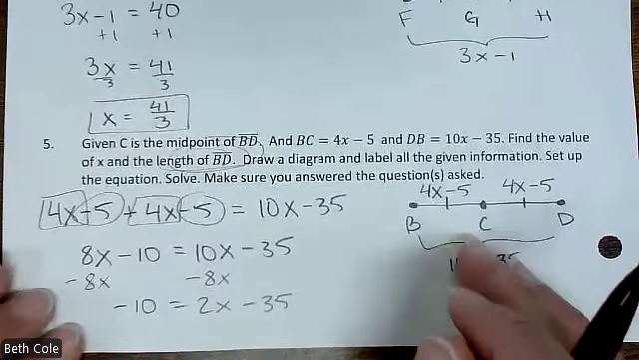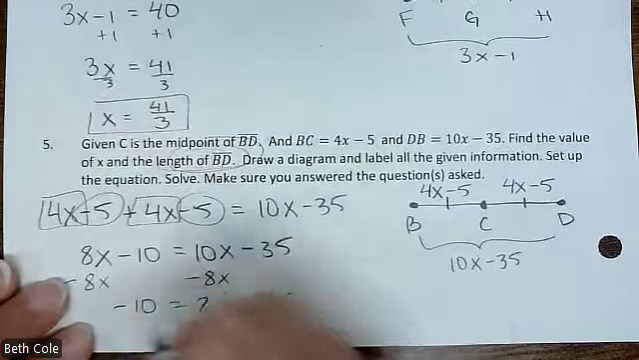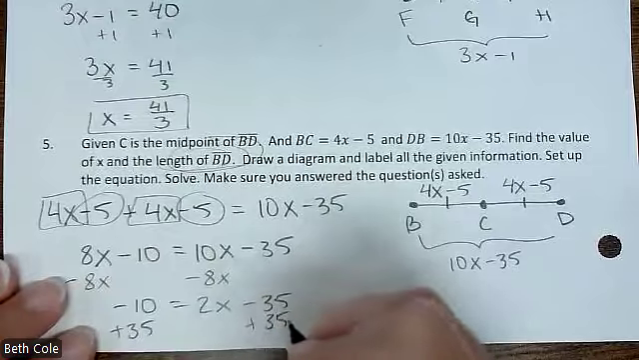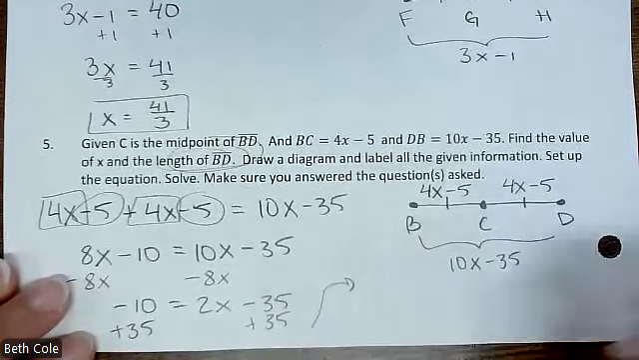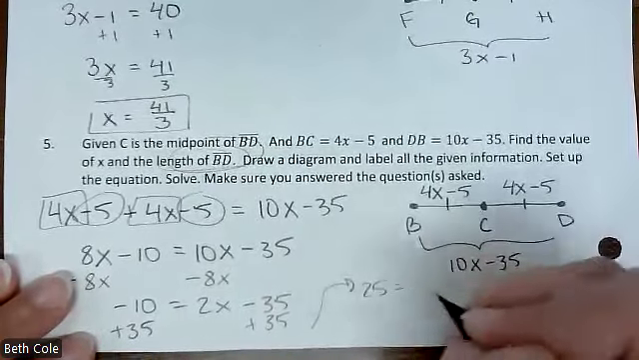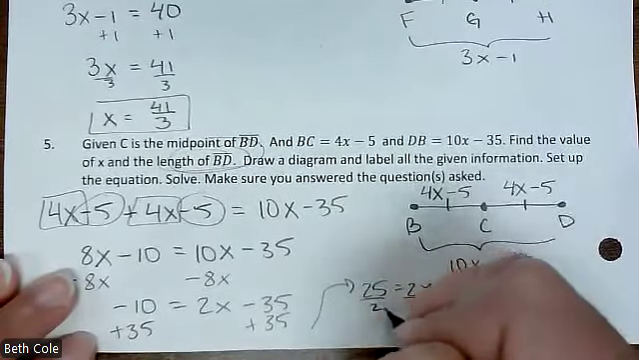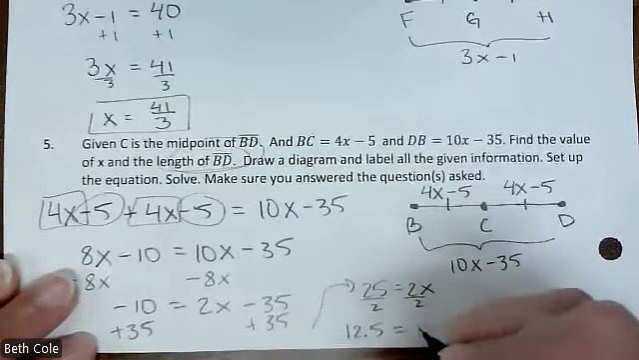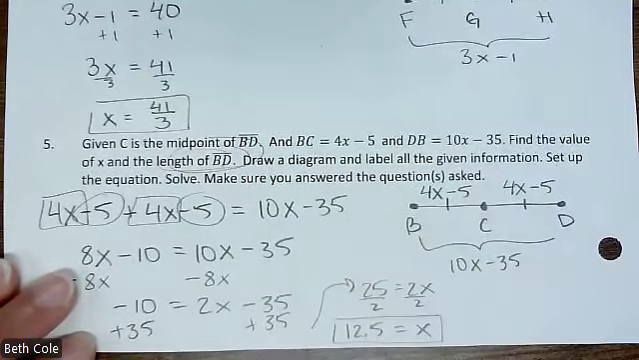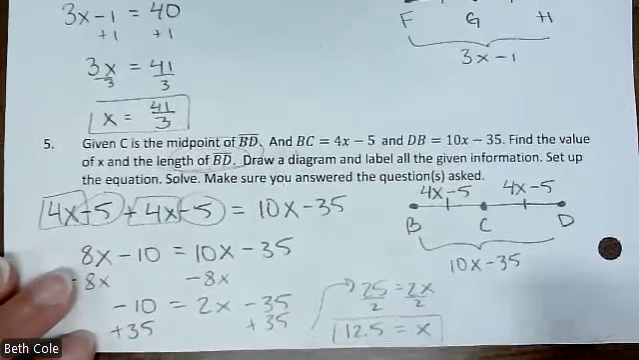All right, and then add 35. Good. So 25 equals 2x. Now this is going to be a fraction or a decimal, if you will, but it's not real horrible. It's not like 41/3. It's just 12.5. So that's not too bad.